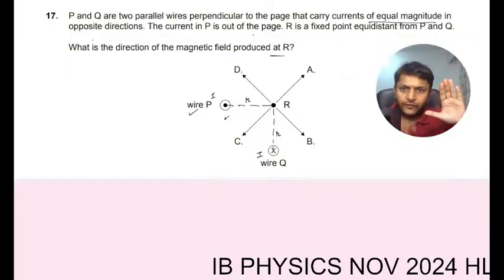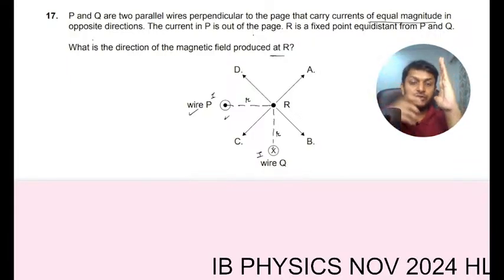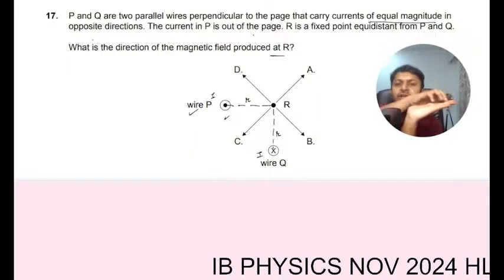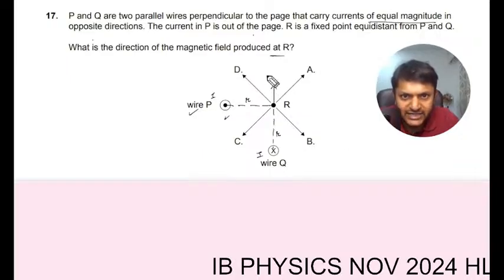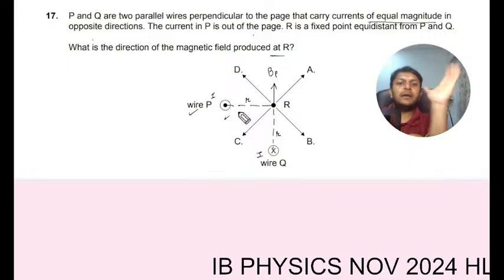So for P, the current is outside, so my thumb should be out like this. The thumb should be pointing towards me, because at point P the current is coming out of the screen. And R is to the right hand side, so my fingers should be pointing right hand side. So my palm is up. It means that my palm is pointing in upward direction, so I can say this is the magnetic field produced by P.